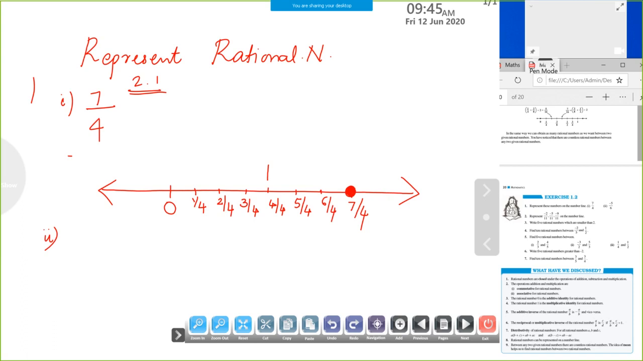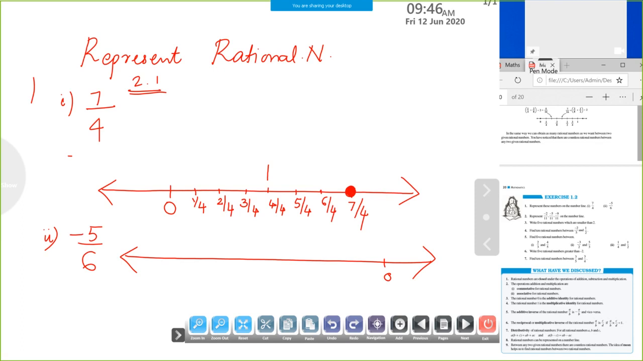Second number is minus 5 by 6. So as I said, first identify it's a negative number. And where do all negative numbers lie? It's on the left side of 0. So you can mark 0 on the right end of your number line so that you can reduce the number of markings on the line.